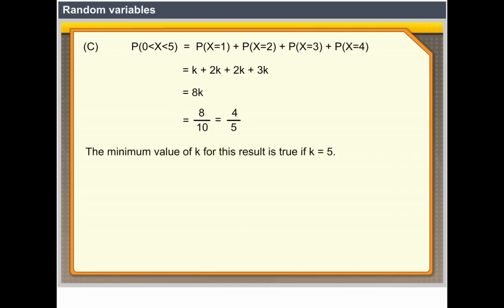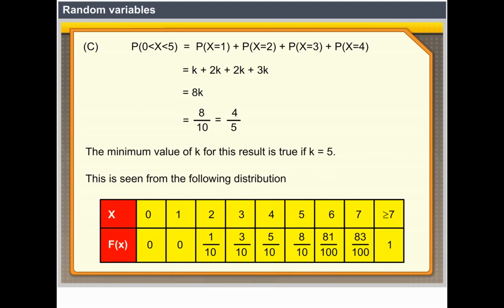The minimum value of k for this result is true if k equal to 5. This is seen from the following distribution. The table has two rows: x and capital F of x. The first row means x has the values 0, 1, 2, 3, 4, 5, 6, 7 and then greater than or equal to 7. Now we can see the capital F of x values.